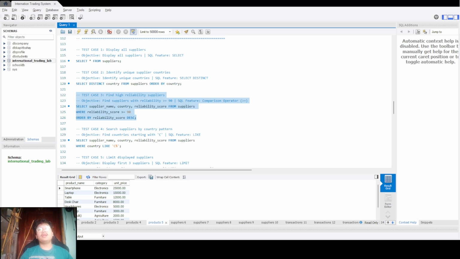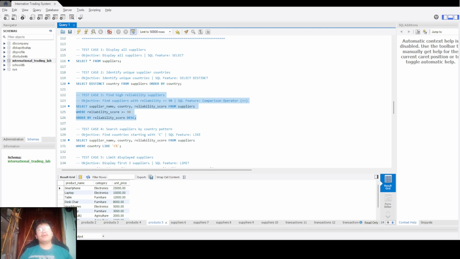So the query: select supplier name and reliability score from suppliers where reliability score is greater than or equal to 90 and order by reliability score descending. Here I use the comparison operator, which means greater than or equal to. So this finds suppliers with a score of 90 or higher, which shows they are very reliable.